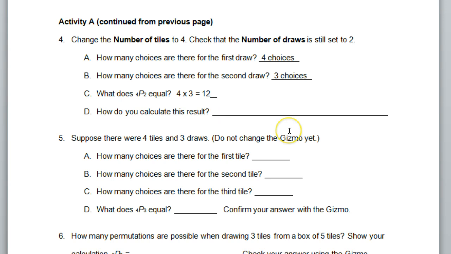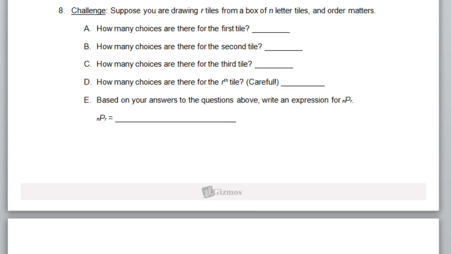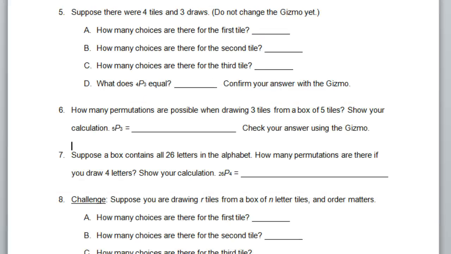And this answer here preempts the question 4D. How do you calculate this result? Well, it's 4 times 3. So someone was asked about the challenge question, question number 8. In this case, what you're doing is you're creating the generic formula for a permutation. And you're using your observations from your simulations to do it. So I'll just finish off question 5 to add to our set of simulations so we've got various data points.